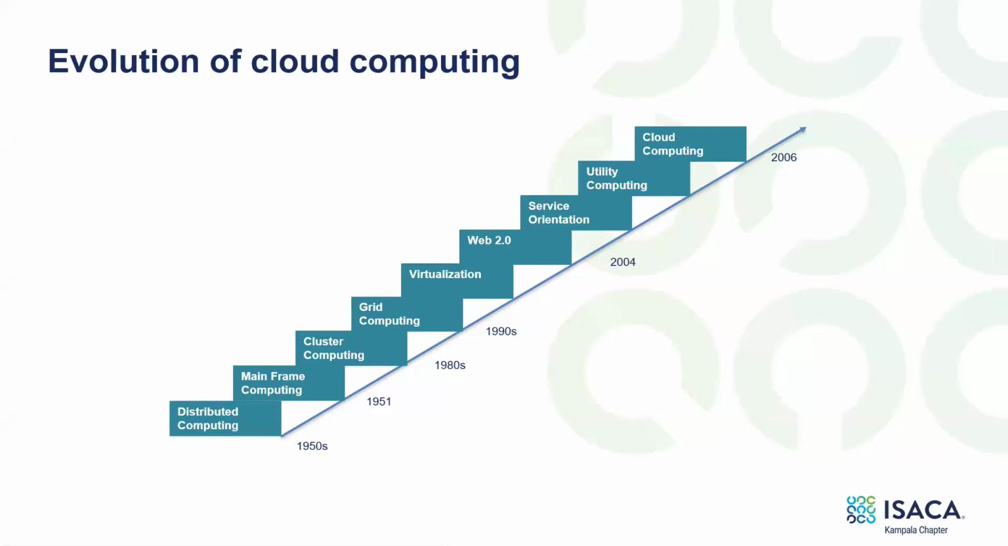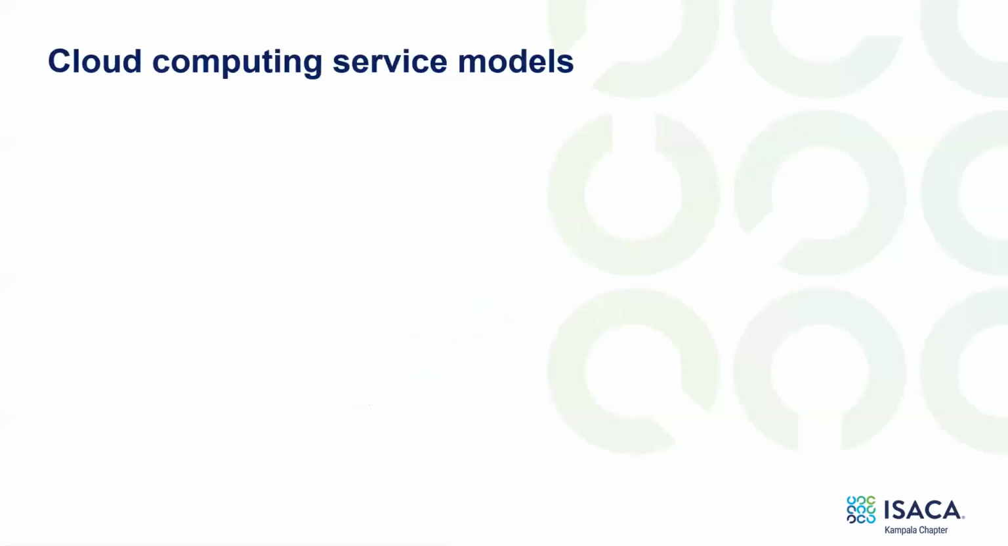That is around 2006 when we have Amazon Web Services being created, and it started with the Elastic Compute Cloud, which is what we call the EC2 service. And this service would definitely enable customers to rent virtual machines as infrastructure for their data and applications.